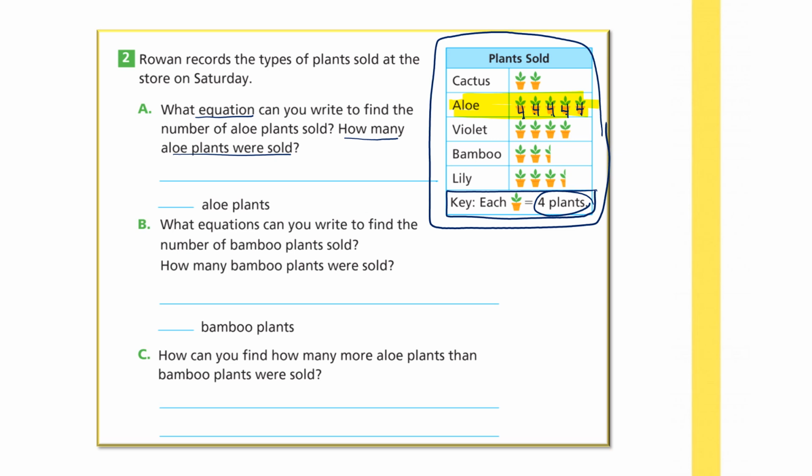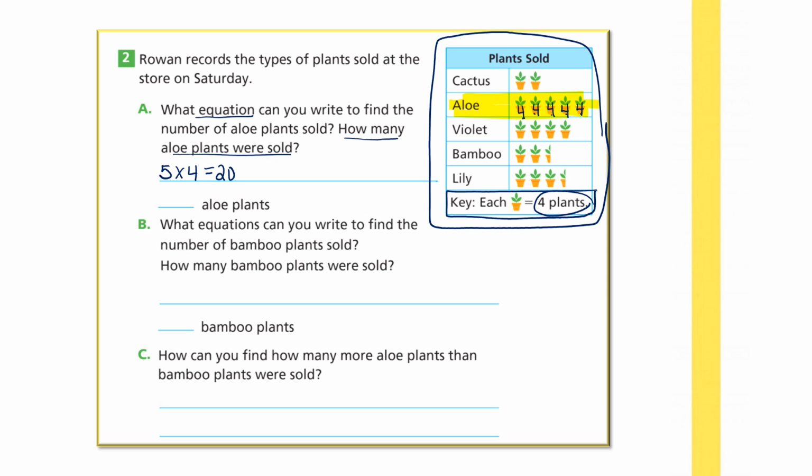And now there's more than one equation that we can write. Since it's equal groups, I like to use multiplication. So I'm going to write 5, which represents the 5 flower pots, times 4, which represents 4 plants for each of those drawings. And that gives me 20. Can you think of any other equations that you can write?